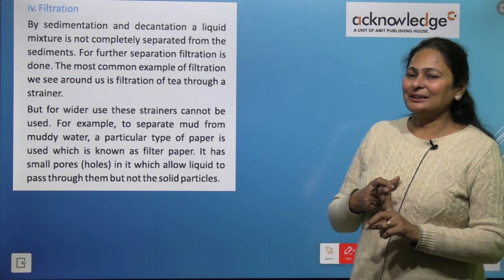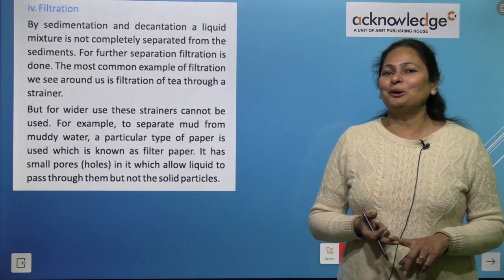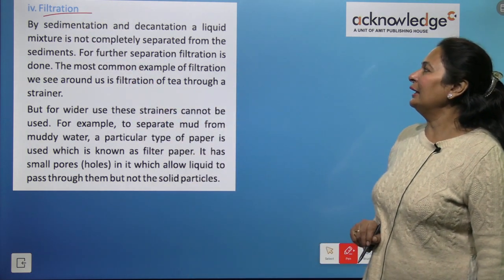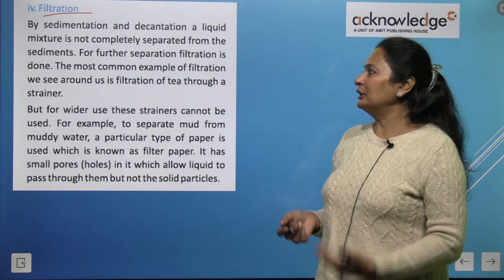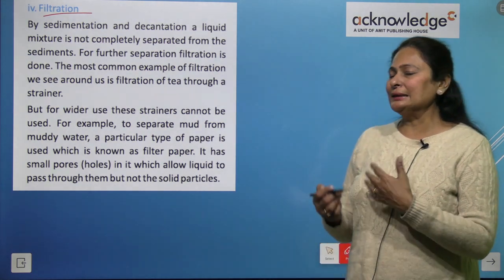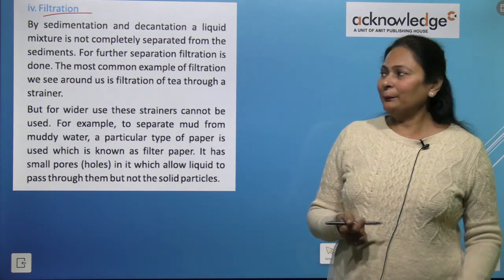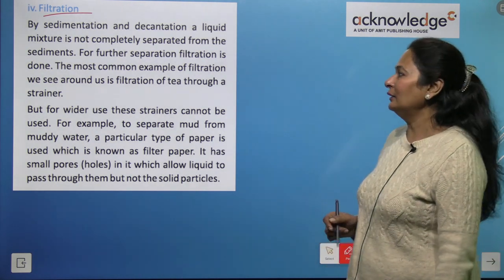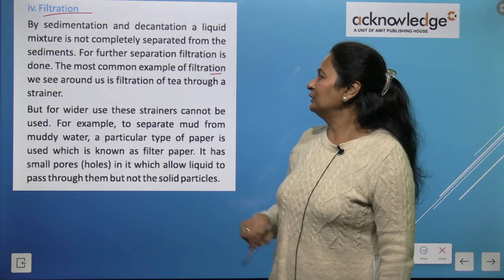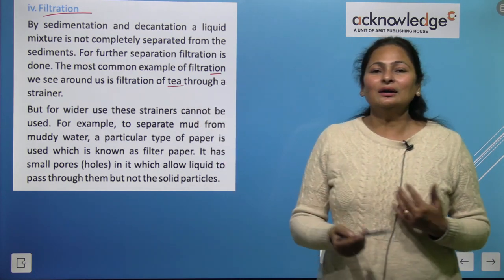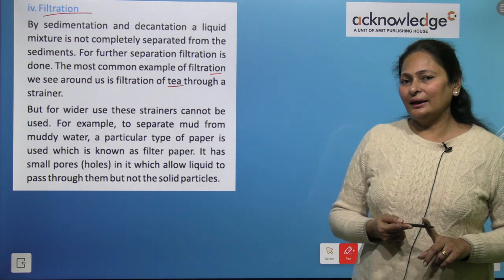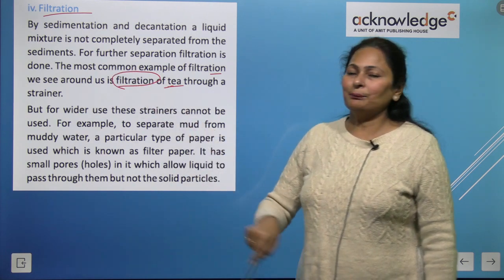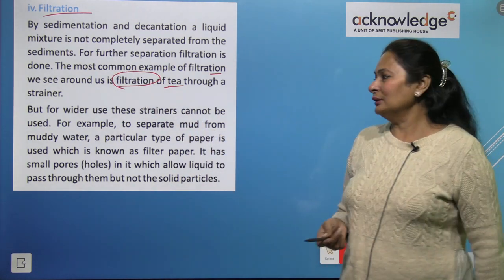But the solid must be insoluble in liquids, right? So, after sedimentation and decantation, a liquid mixture is not completely separated from the sediment. For further separation, filtration is done. A common example of filtration, we see the tea through the strainer. Like this is again the method of filtration. We are separating the tea leaves from the tea.